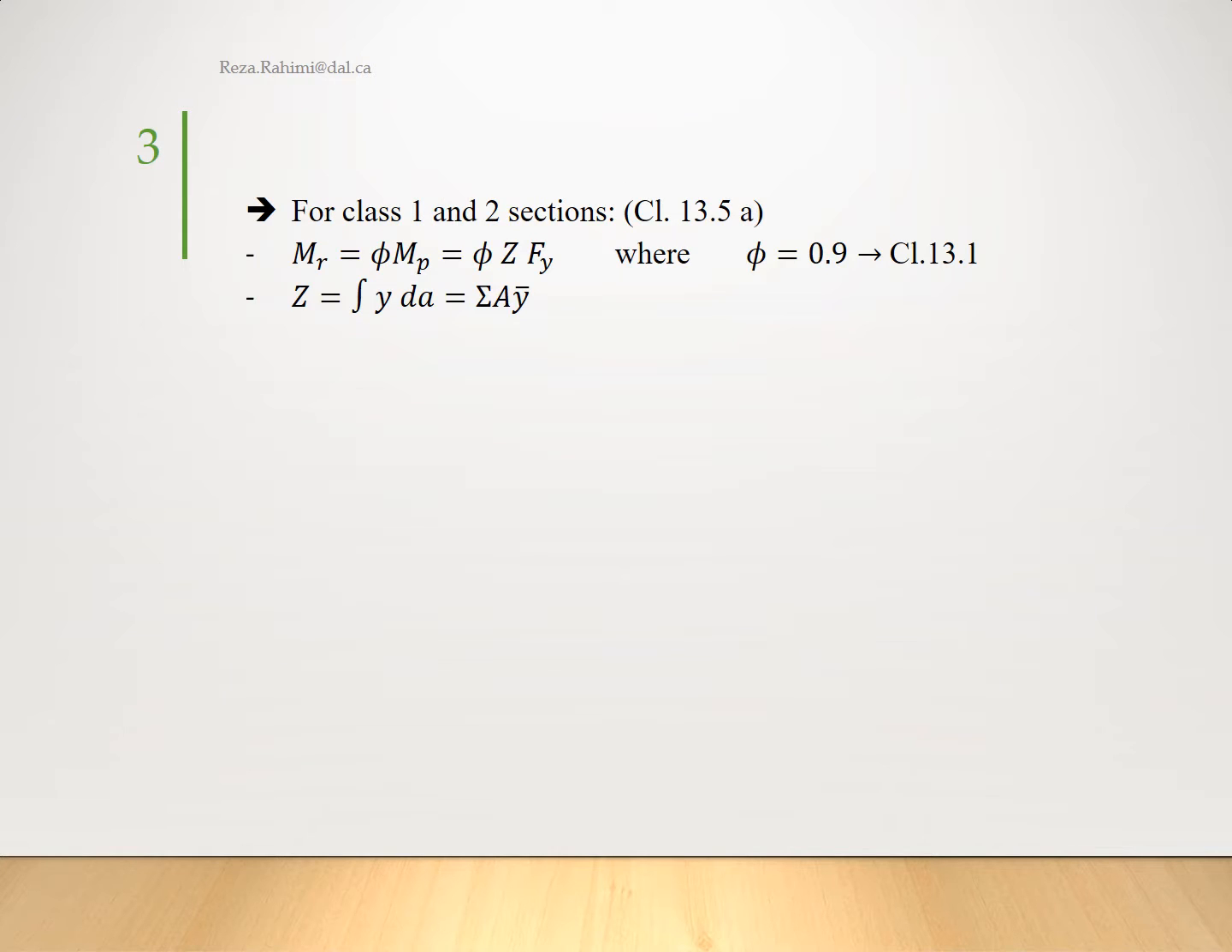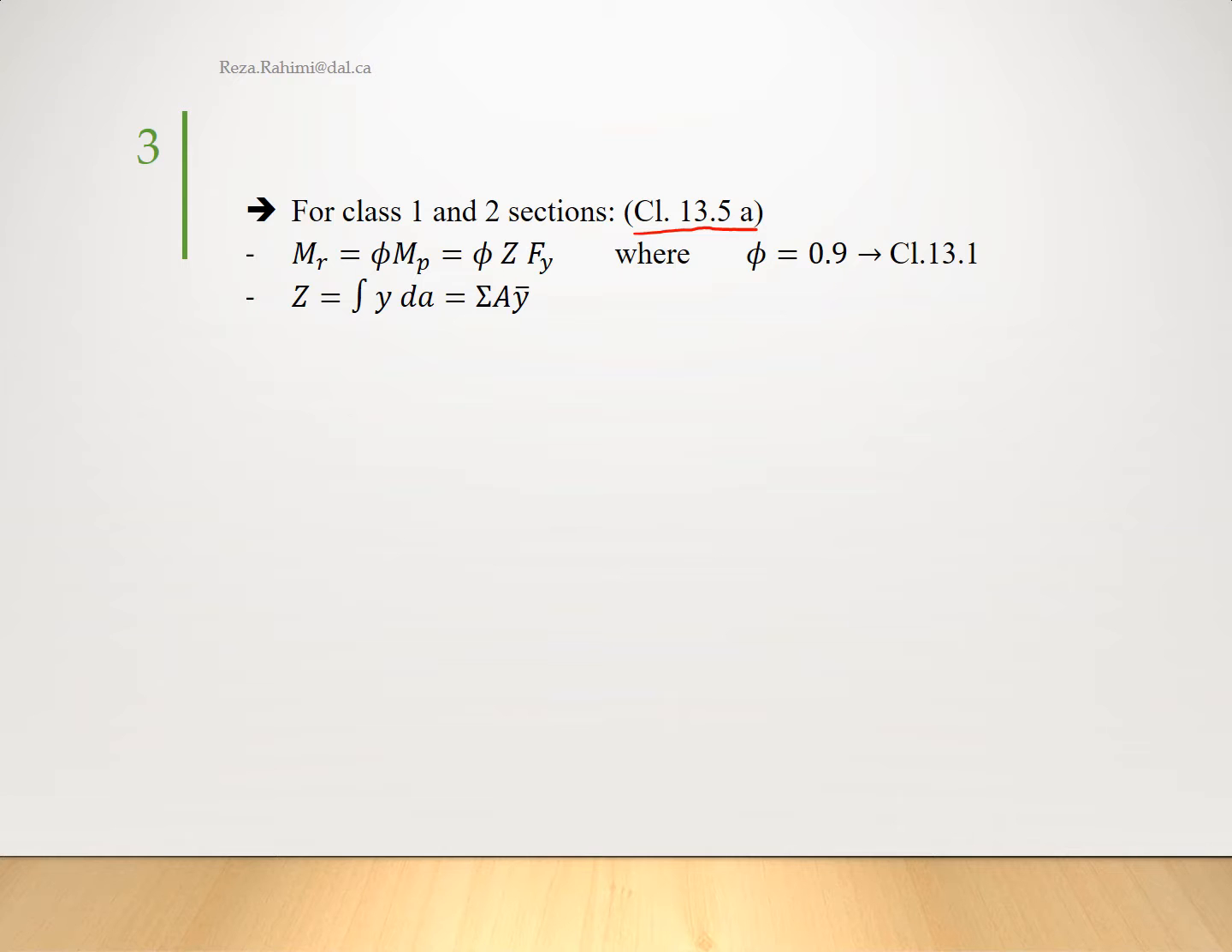How do we calculate the resistance moment for class 1 and 2 sections for the members with lateral support? Clause 13.5a is a clause in S16 that you can find, and this clause talks about the bending moment capacity of the members which are laterally supported.